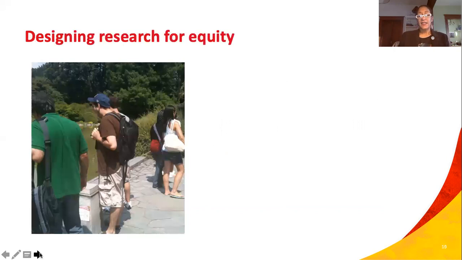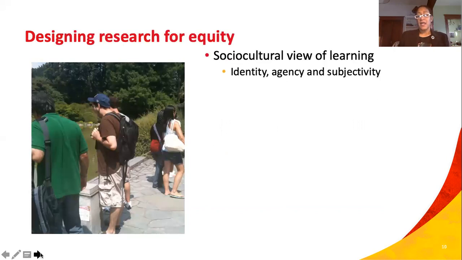Okay, so designing research for equity. Based on this project, what I thought were the key things that helped in designing this for equity. First, for me, it was having a sociocultural view of learning, so looking at how learning happens as an interaction between people and their environment. There's an individual and collective going back and forth. In other words, learning doesn't happen in a vacuum, but it happens as people are interacting with and engaging with their environment around them.